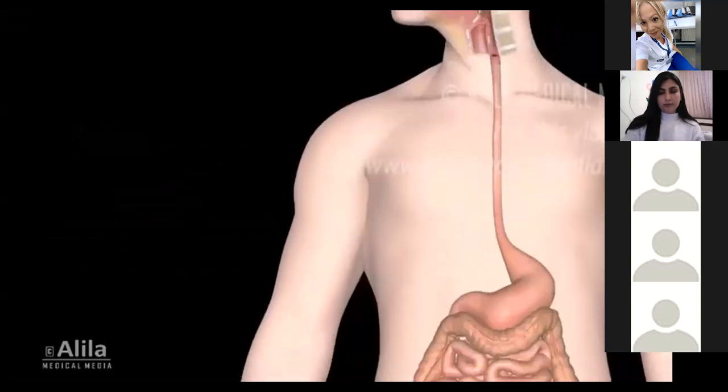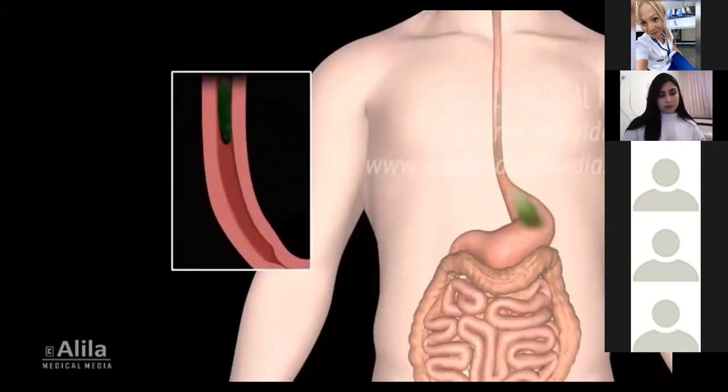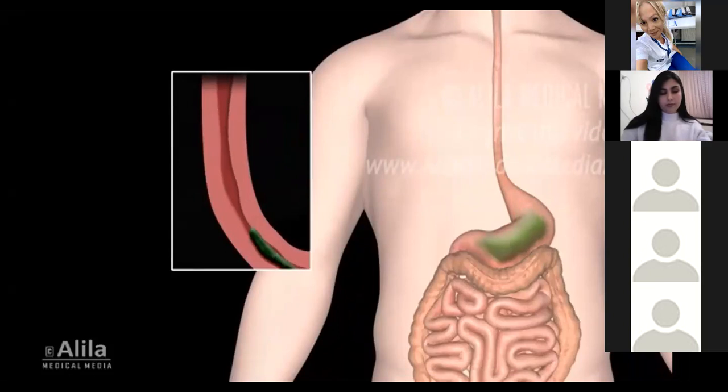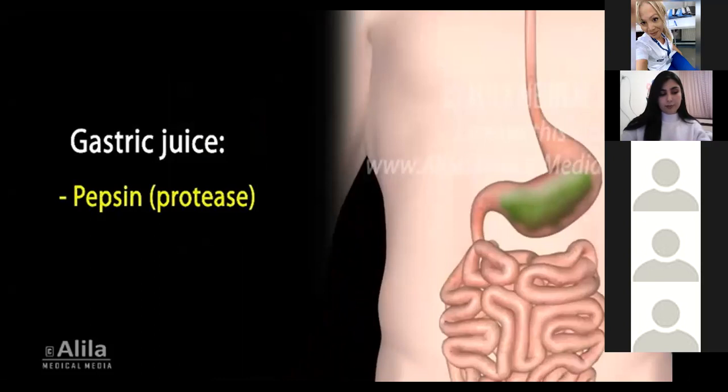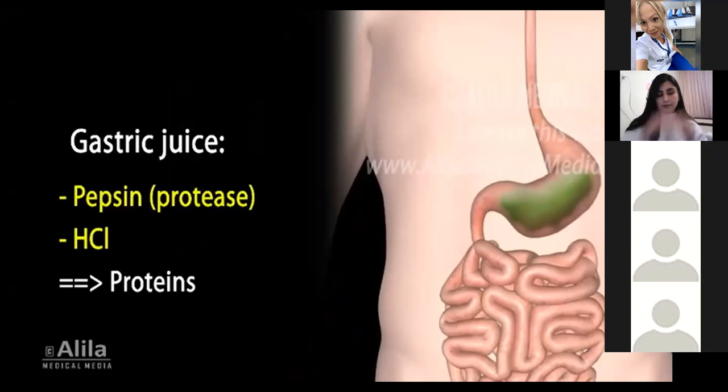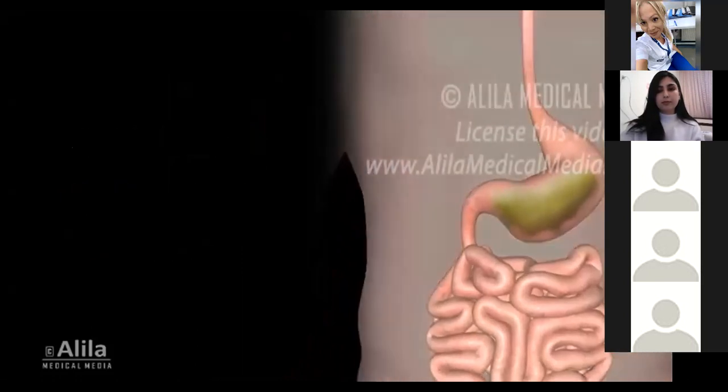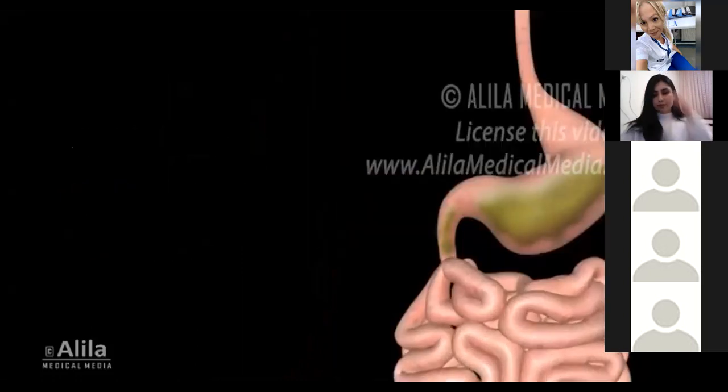The food bolus is propelled down the esophagus into the stomach, the major organ of the GI tract. The stomach produces gastric juice containing pepsin, a protease, and hydrochloric acid, which act to digest proteins. At the same time, mechanical churning is performed by muscular contraction of the stomach wall. The result is the formation of chyme, a semi-liquid mass of partially digested food. Chyme is stored in the stomach and is slowly released into the first part of the small intestine, the duodenum.